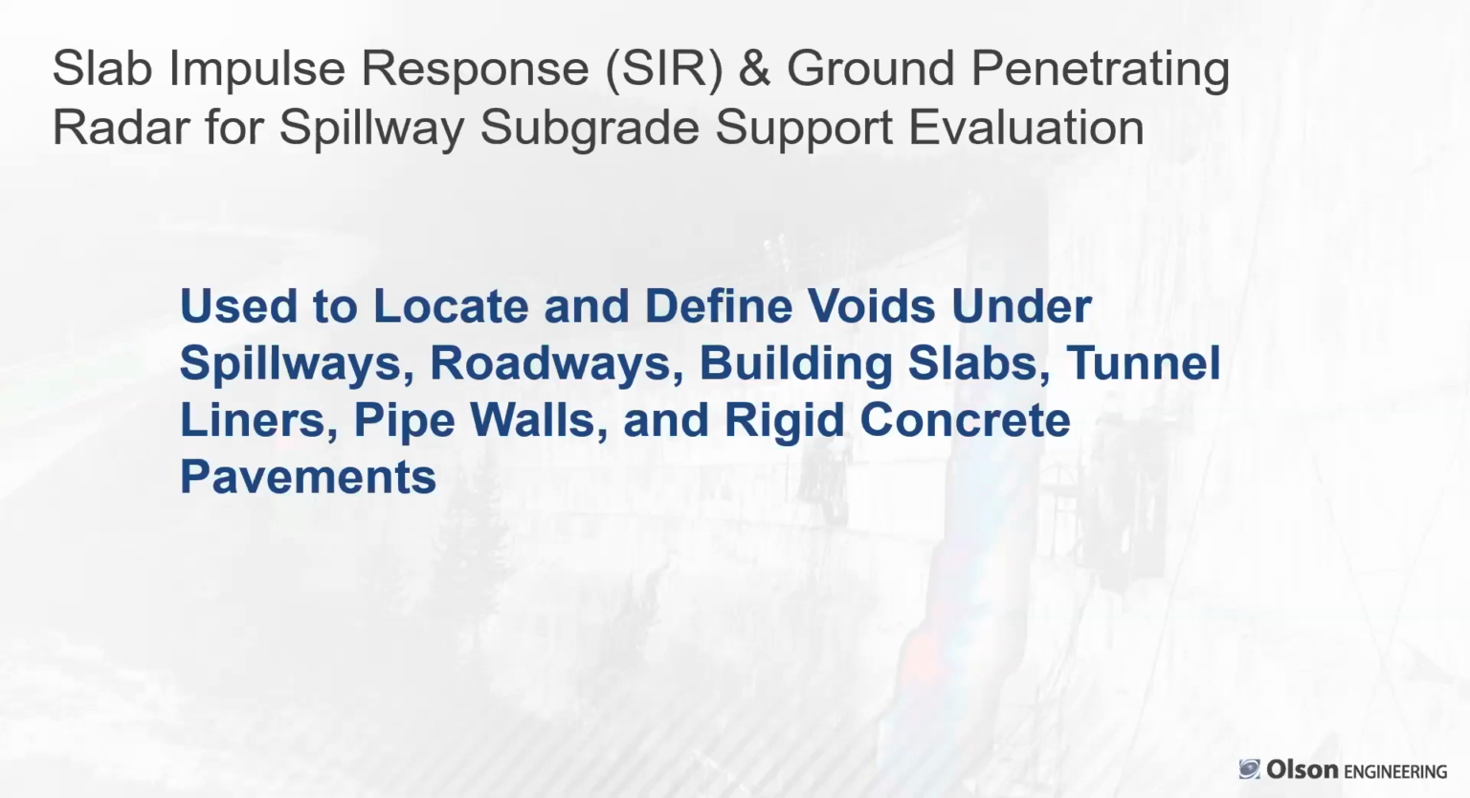So shifting gears again, now we're going to talk about a common question around spillways of dams: what's the subgrade support? So we generally combine both slab impulse response and ground penetrating radar to evaluate subgrade support conditions below spillways. It can also be done on roadways, building slabs, tunnel liners, pipe walls, rigid concrete pavements, combining the same techniques.